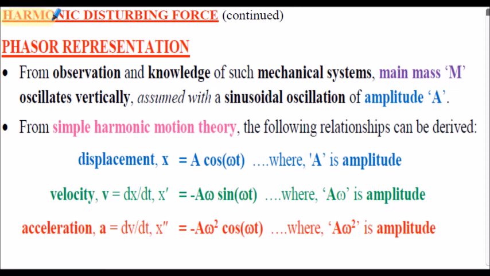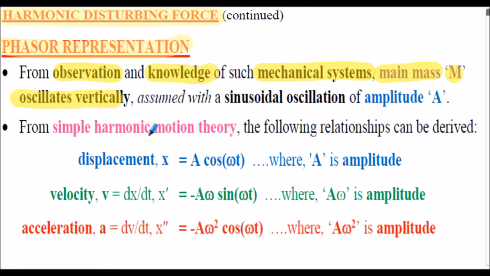Harmonic disturbing forces continued. Let's now consider phasor representation of the various forces being considered in our analysis. Now, from observation and indeed knowledge of such mechanical systems, we know that the main mass, capital M, oscillates vertically, and we assume that will be with sinusoidal oscillation, having an amplitude, capital A. From our simple harmonic motion theory, reviewed previously, the following relationships were derived.